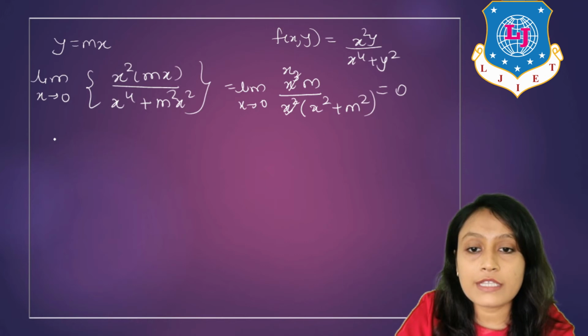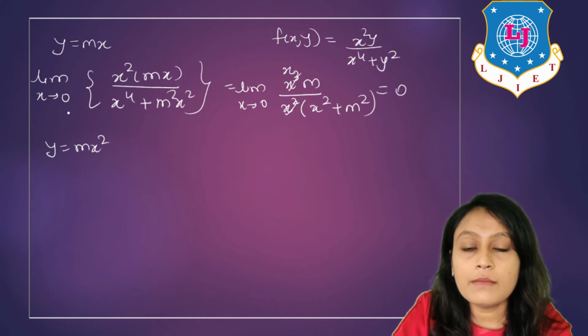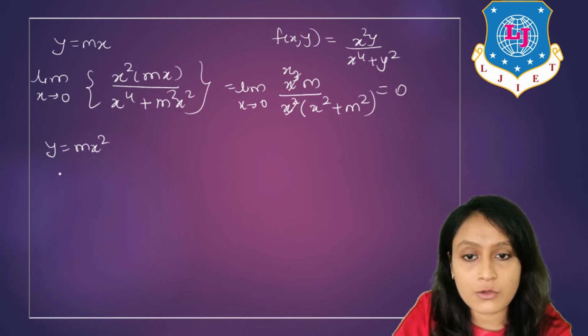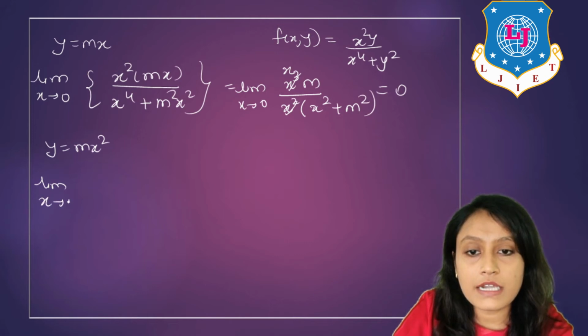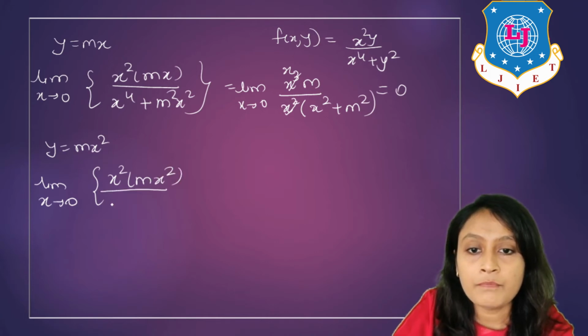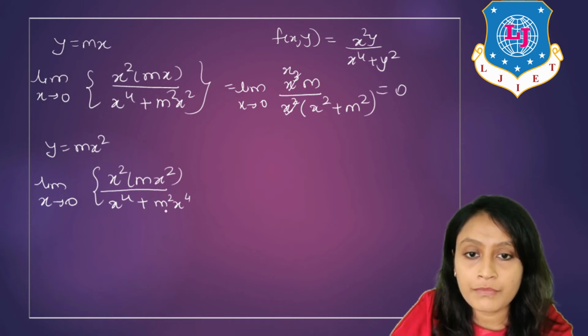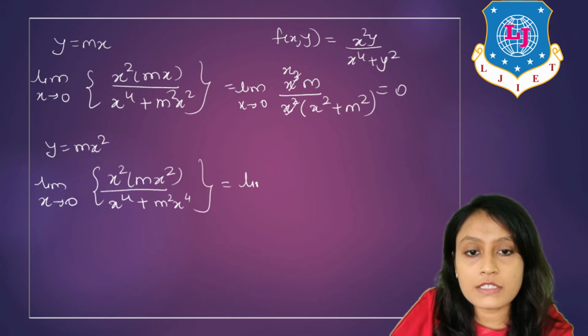Now we have to check for the path y equals m x square. In place of y, now we will substitute m x square, so you will get limit x tends to 0 of x square into, in place of y, m x square, upon x raised to 4 plus, now we have to write y square, so it will become m square x raised to 4. Simplify this, so you will get limit x tends to 0 of m x raised to 4, and in the denominator take x raised to 4 common.